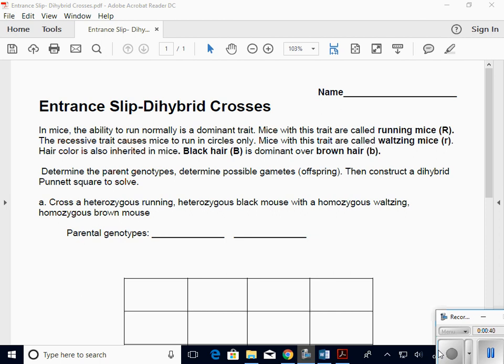Your job is to determine the parent genotypes, determine the possible gametes, and then the offspring. Then you construct the dihybrid cross to solve the problem. The problem you are going to solve is crossing a heterozygous running, heterozygous black mouse with a homozygous waltzing, homozygous brown mouse. First thing we need to do is get the parental genotypes.